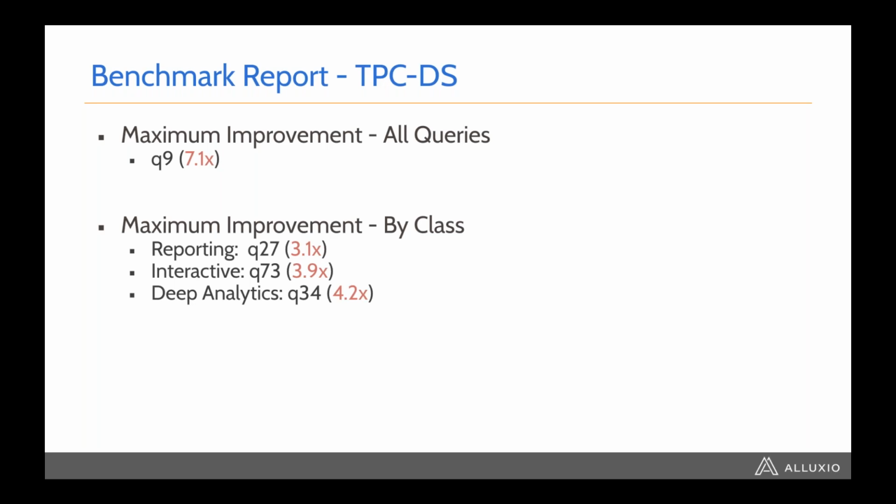The maximum improvement for each of the categories is shown there. For query 27, we saw about 3x improvement of the Alluxio warm case over HDFS. For interactive, it was about 4x, and similarly for deep analytics, it was about 4x performance benefit when you access data from Alluxio. Note that you don't have to rerun the same query multiple times to see these benefits.